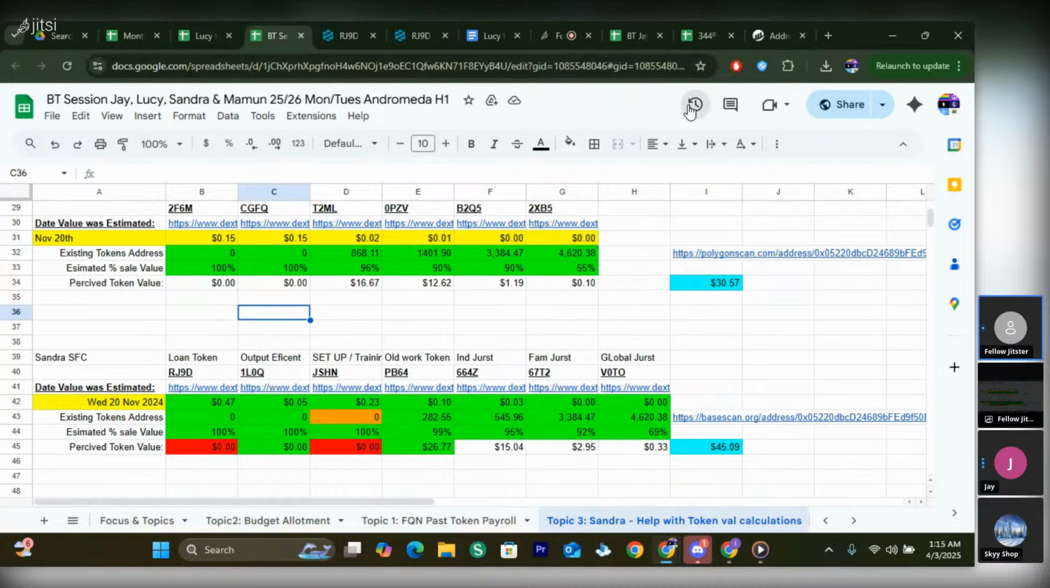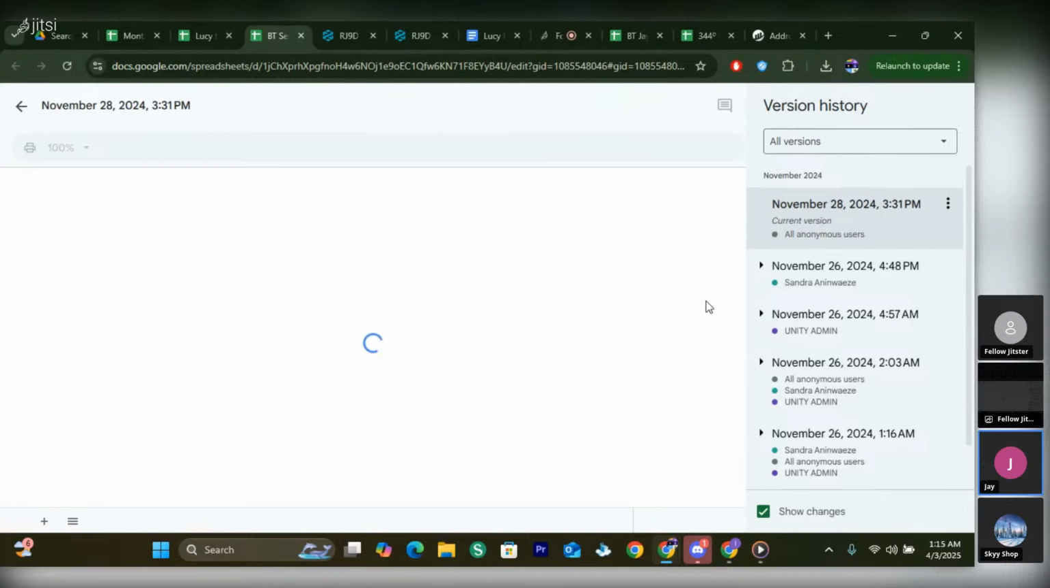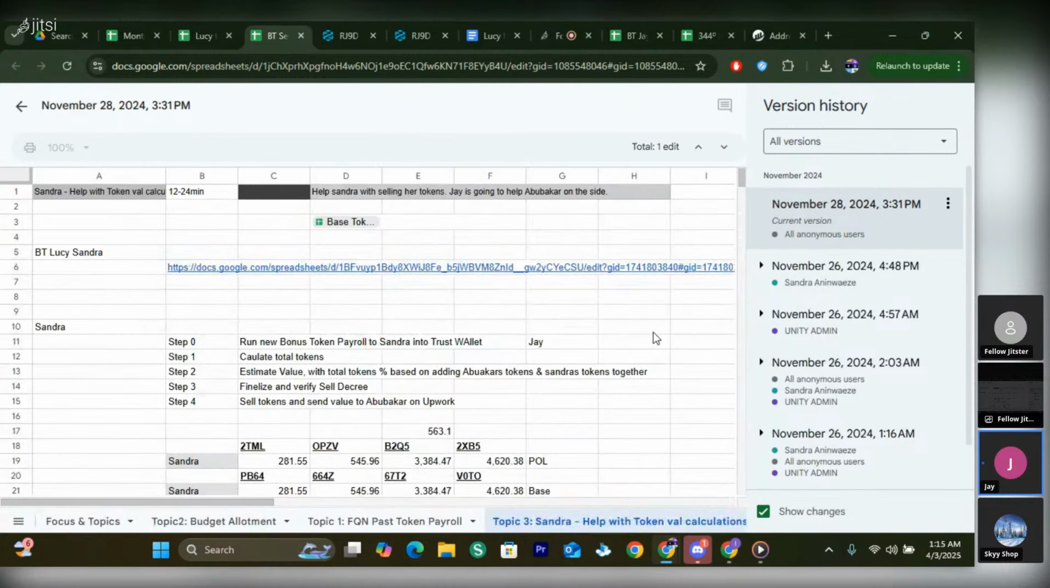I don't understand why we're talking about November 2024. We need to be talking about the values of the tokens today. Okay, then today. No, this is just the applied.